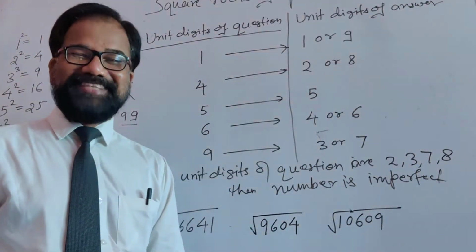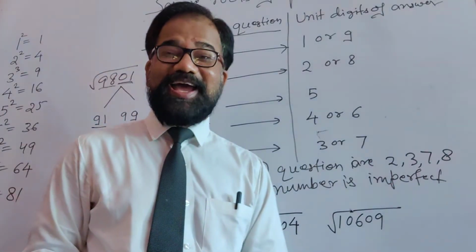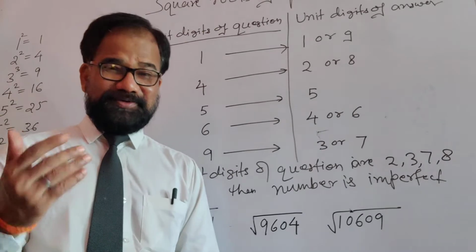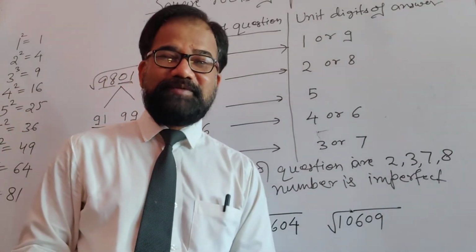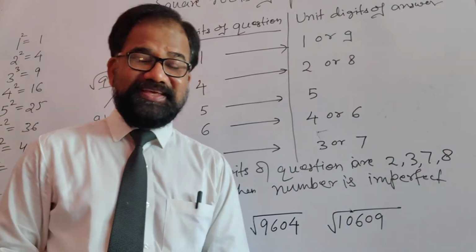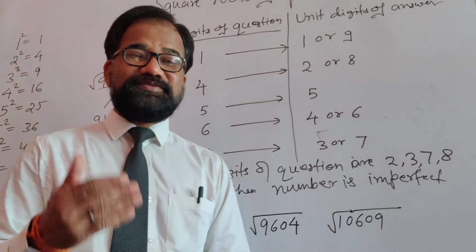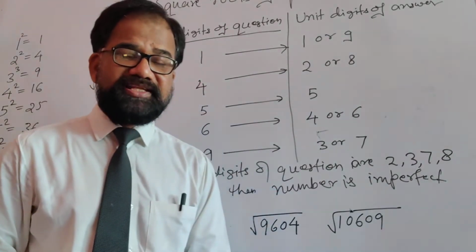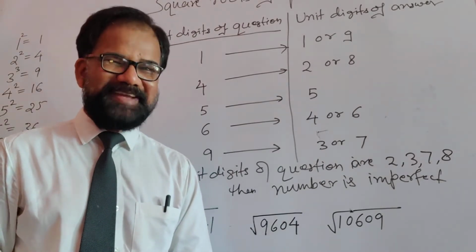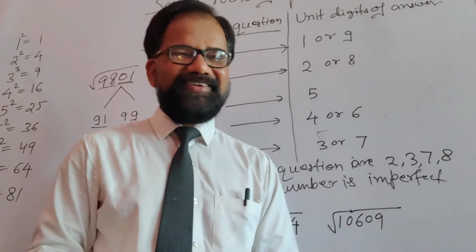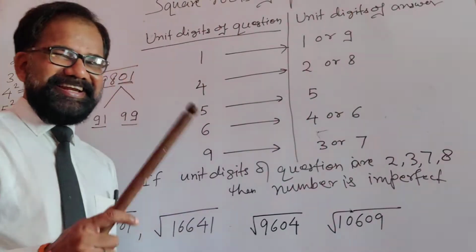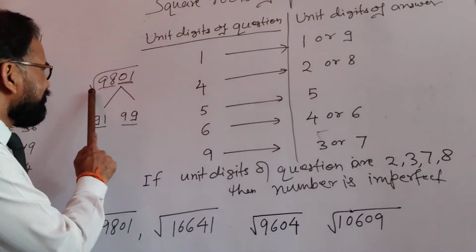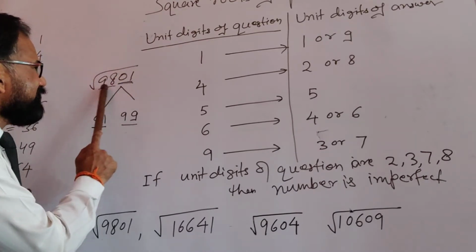Again I'm coming along with a short trick on how to find the square root of a perfect number. In one of my videos I told you how to find the square root of an imperfect number. In this video I'm going to tell you the square root of a perfect number. For that you have to memorize the squares of the first 25 natural numbers, right? Now let's start. Children, suppose your question is the square root of 9801.